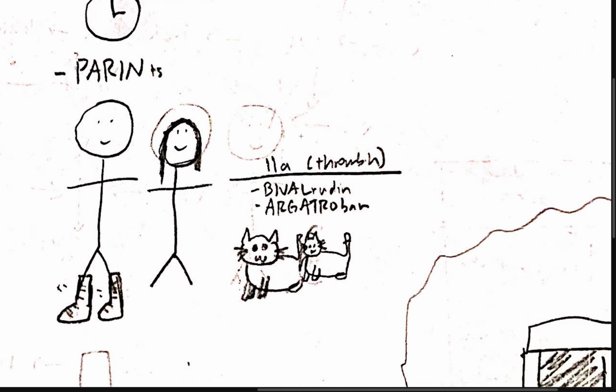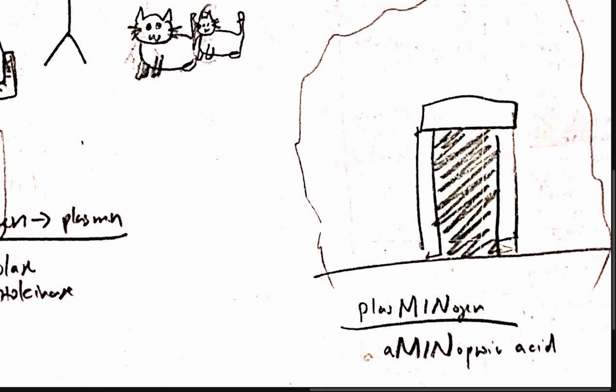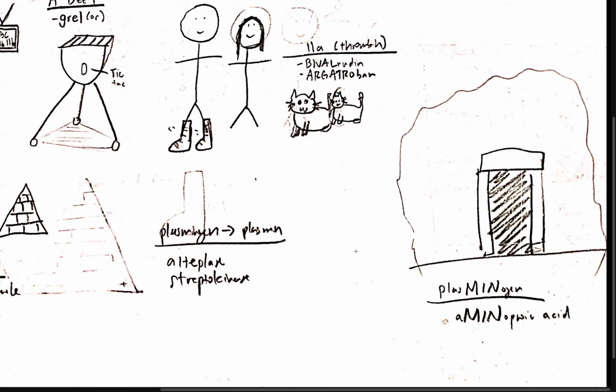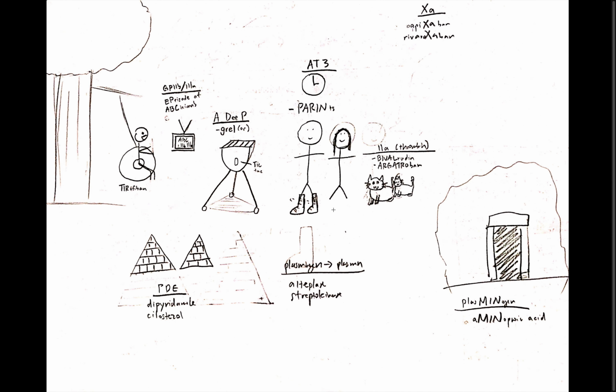Now, where is he going? He's going to this mine. There's a mine in this random picnic area. To remember mine, think of plasminogen, and the drug name that acts to inhibit plasminogen is aminocaproic acid. So plasminogen and aminocaproic acid. So that is the story here.